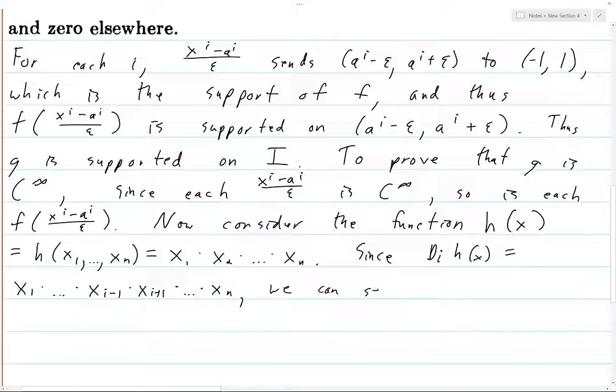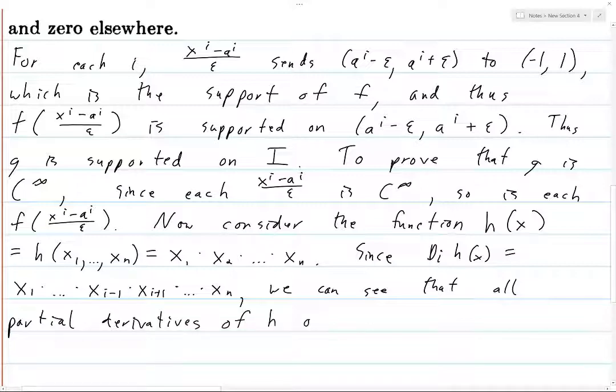We can see that all partial derivatives of h of all orders exist and are continuous. And how are we able to see that?